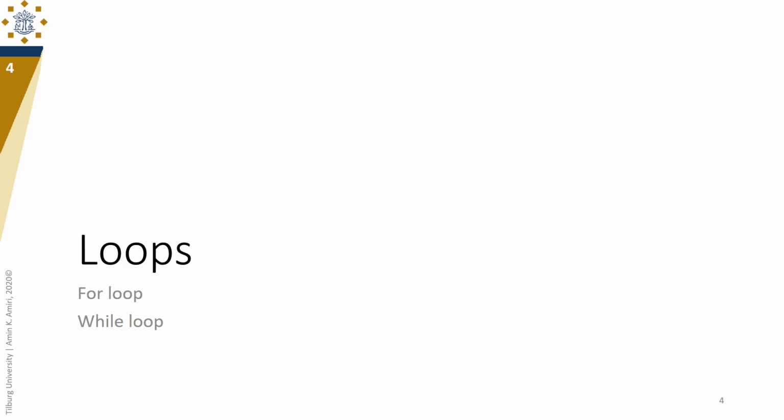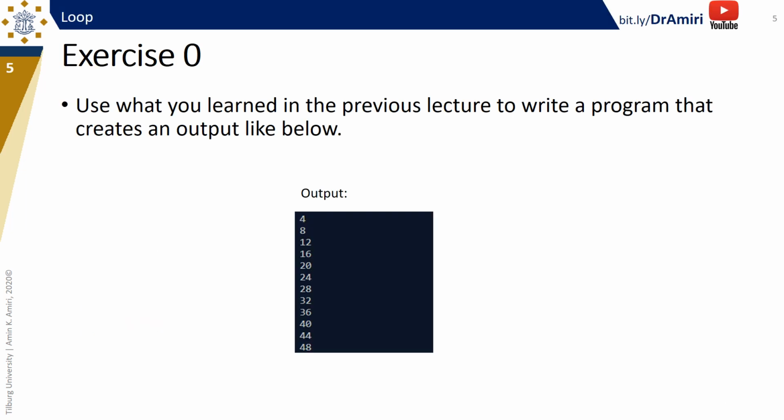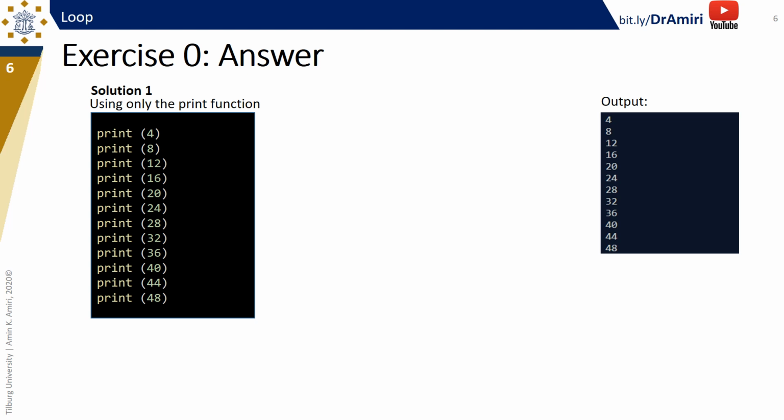I'll start this lecture by introducing you to for loops and while loops. First, I need you to pause for a minute and try to answer this exercise. Develop a program that prints from 4 to 48. I can provide two solutions for that. In my first solution, I only use the print function. You can see that I use this function 12 times by giving arguments from 4 all the way to 48.